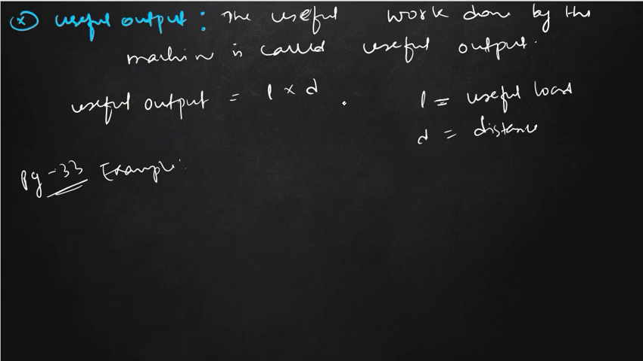Clear? One note is given: in some numerical problems or general descriptions, only the term output is used. It means useful output, not actual output. So whenever you solve a problem and only output is given, you need to know that the term output means useful output, not the actual output. Clear? Okay, so our next topic is the principle of a machine.